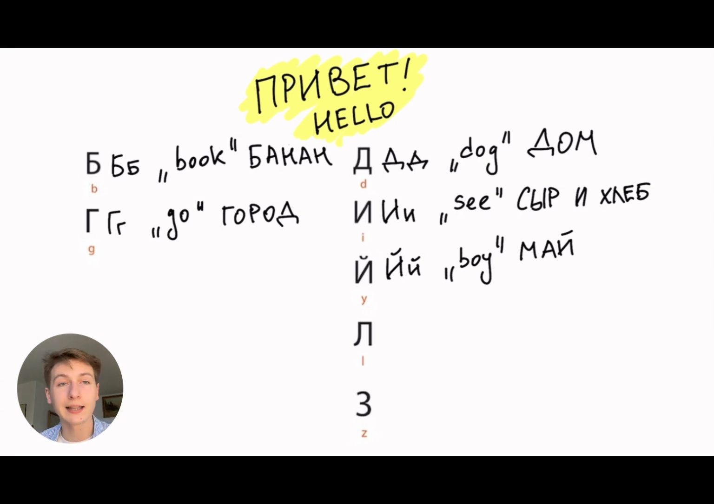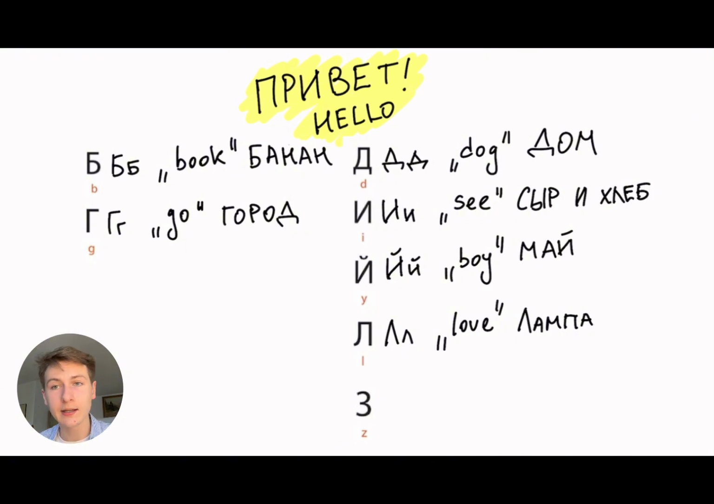And next one will be L, sounds like L in love. A Russian example could be the word лампа, which means lamp. Лампа, L.